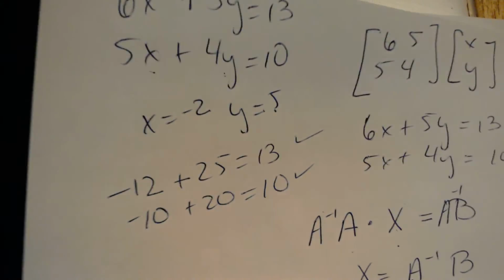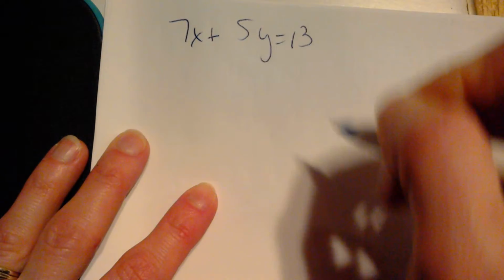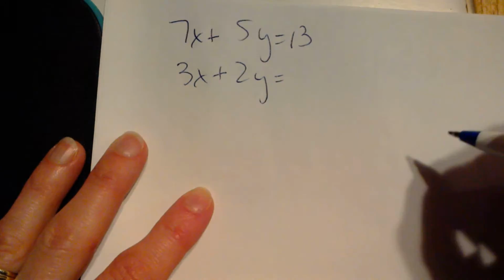So let's do another one like that. Let me find another one that'll be pretty. Okay. Say I have 7x plus 5y equals 13. Then I've got 3x plus 2y equals 10.